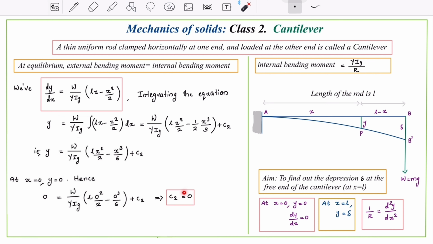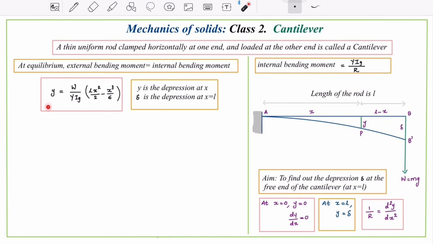Now, when C2 is equal to 0, the above equation modifies to y is equal to W by YIg, (Lx square by 2 minus x cube by 6), because there is no constant of integration as C2 is equal to 0. Therefore, y is equal to W by YIg (Lx square by 2 minus x cube by 6). This is the expression for the depression at a distance x from the clamped end or fixed end.